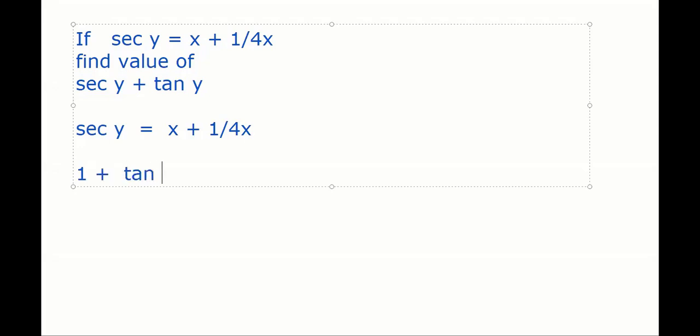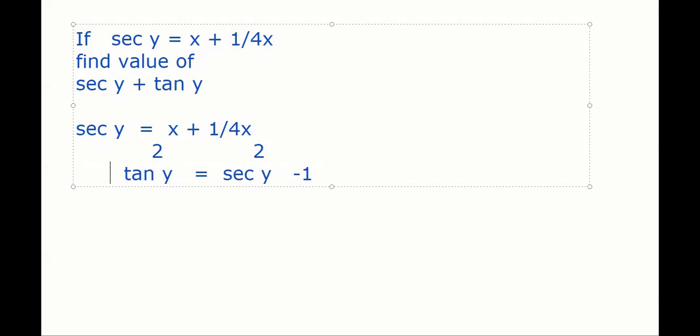1 plus tan square theta is equal to sec square theta. That is the relation between sec and tan that we already know. So tan square theta equals sec square theta minus 1. Correct. Now we will do the expanding. How? So tan square theta equals, in brackets, x plus 1 upon 4x, bracket closed, squared, minus 1.